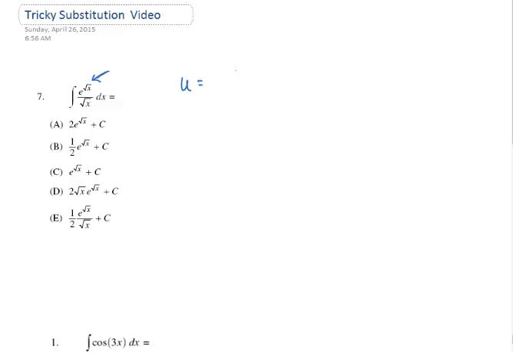So we're going to make a u substitution. u equals root x, and then du equals 1 over 2 root x dx. Remember what we talked about with substitution, that you want to solve for dx. When you solve for dx, because that's what you're going to substitute back in, you're going to have 2 root x times du.